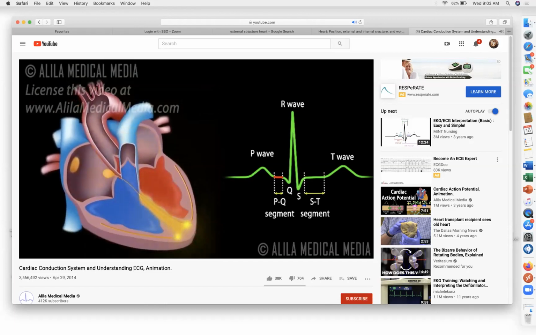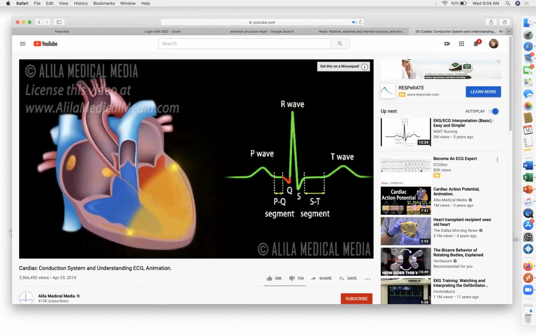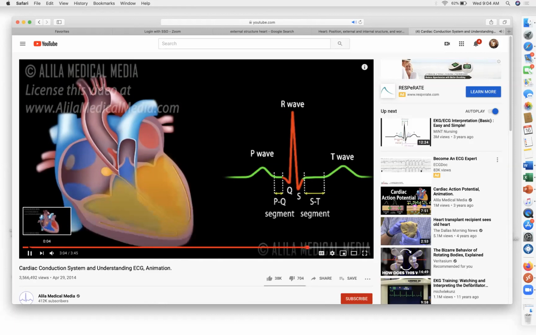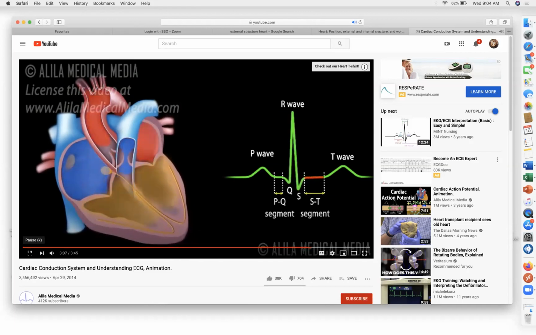Q wave corresponds to depolarization of the interventricular septum. R wave is produced by depolarization of the main mass of the ventricles. S wave represents the last phase of ventricular depolarization at the base of the heart. Atrial repolarization also occurs during this time, but the signal is obscured by the large QRS complex. The ST segment reflects the plateau in the myocardial action potential. This is when the ventricles contract and pump blood.